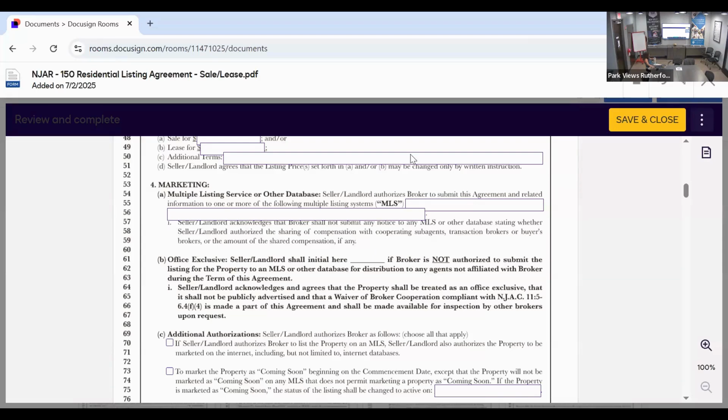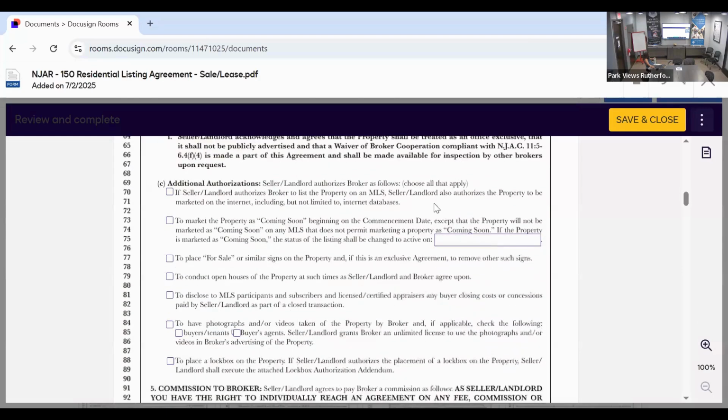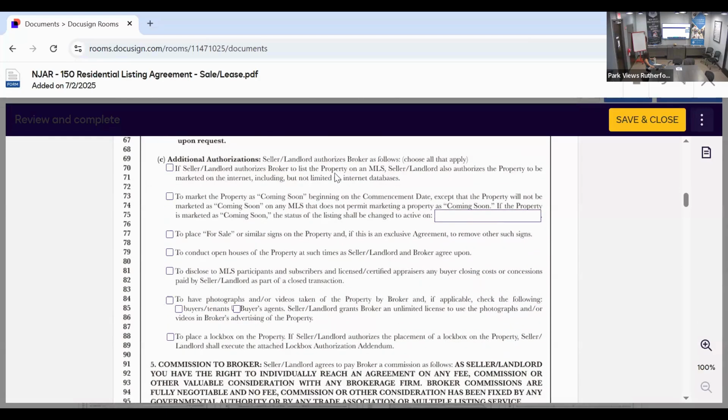This means it's not going on the MLS right here. All these different boxes are just asking, is it going on the MLS? Are you doing it coming soon? Are you putting up a for sale sign, open house? Are there any concessions?